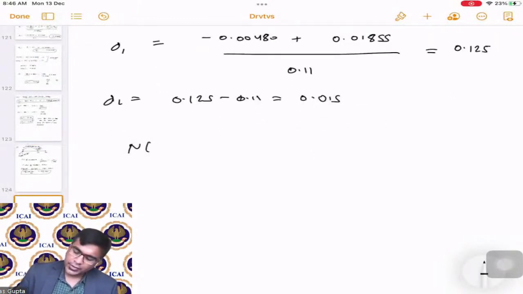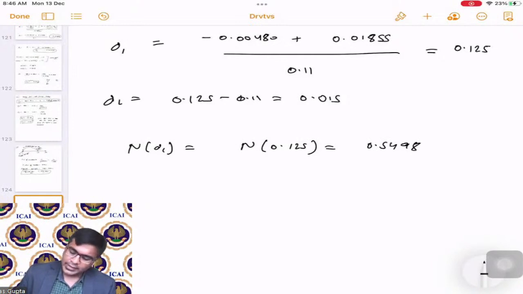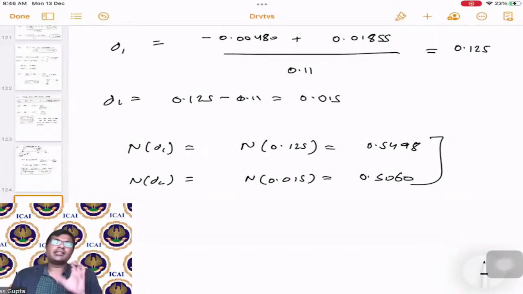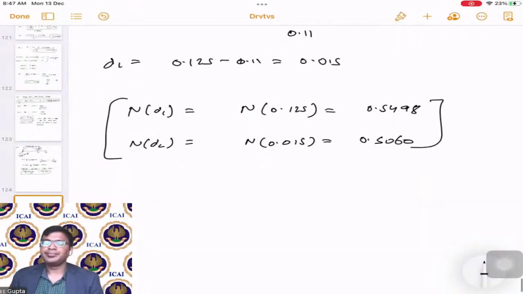So N(D1) is equal to N(0.125), which is 0.5498, and N(D2) is equal to N(0.015), which is 0.5060. I have just taken the exact values of N(D1), N(D2) again. The part of looking this value from the distribution table and doing the interpolation technique, please do try at home separately, correct? Because in the interest of time, I'm skipping that. We have to cover other things as well.